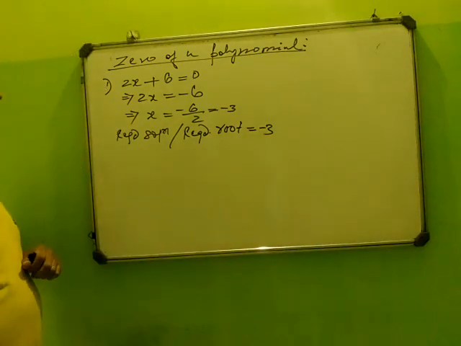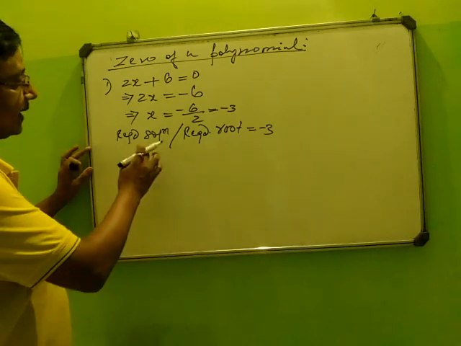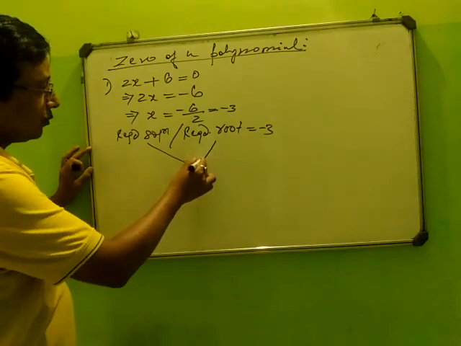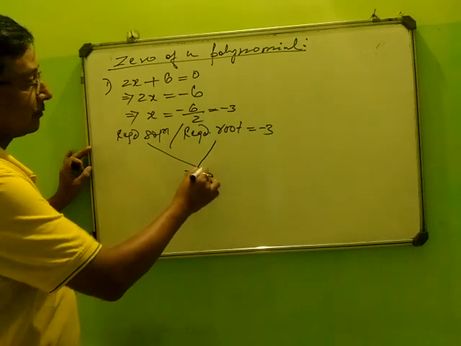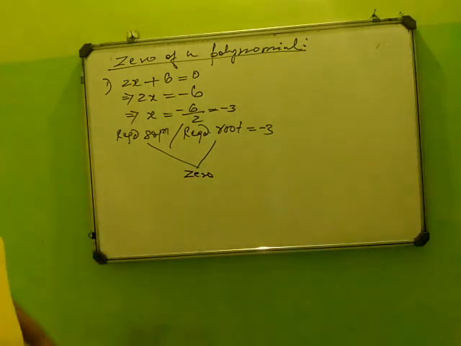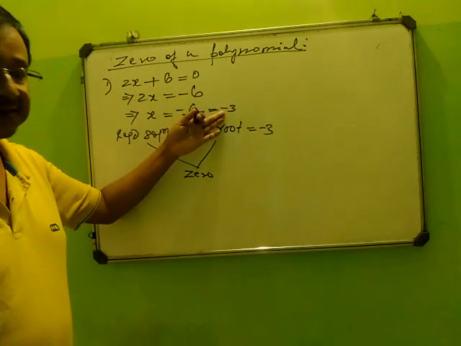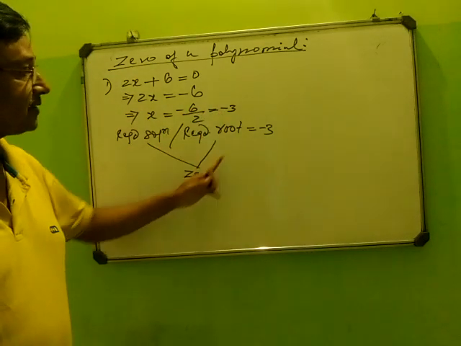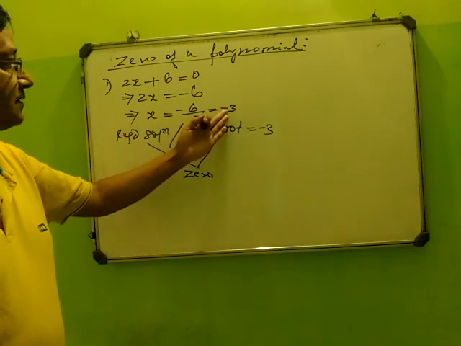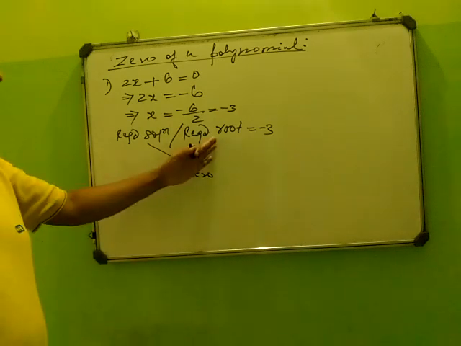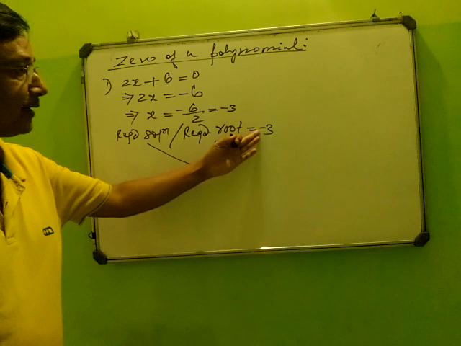From now on, you'll be telling the same thing. These two things will be named by a special term, that is zero. So now you will say that by solving this, you have got x equals to minus 3. That means your zero is minus 3. Just as you tell, like solution is minus 3, root is minus 3. So now you can say zero is minus 3.